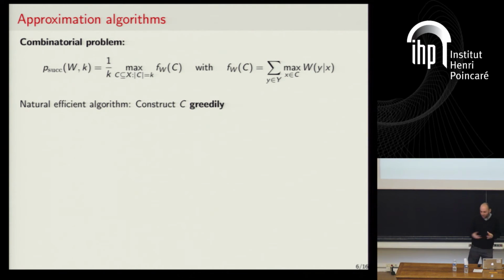Of course, if I want to do this optimally, the trivial algorithm suggested by this notation is just to go over all subsets of size k and compute this F_W. But of course this takes exponential time in k if k is large, and so we don't want to do that. We want an efficient algorithm for computing this quantity. And a natural efficient algorithm in this setting is a greedy algorithm.